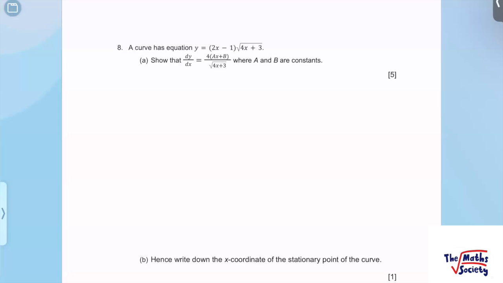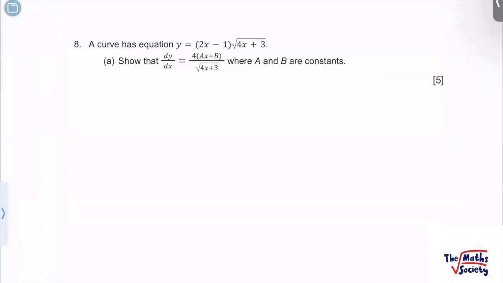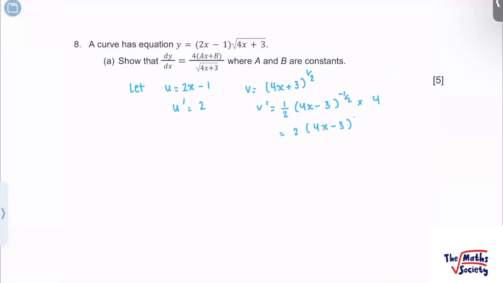Okay, so now we have number 8, which gives the equation y equals (2x minus 1) root (4x plus 3). So we're going to let, oh wait, we'll start with u. u equals 2x minus 1, so u prime equals 2. v equals (4x plus 3) to the power half. That's v prime equals half (4x plus 3) to the minus half, and that's multiplied by 4. And that's going to be 2 (4x plus 3) to the minus half, right?